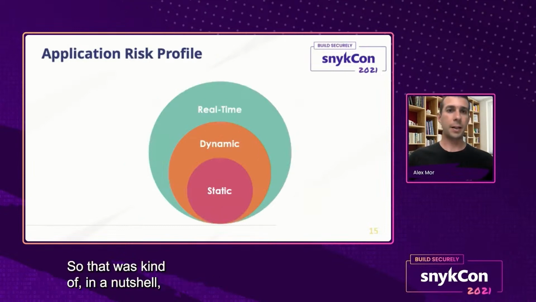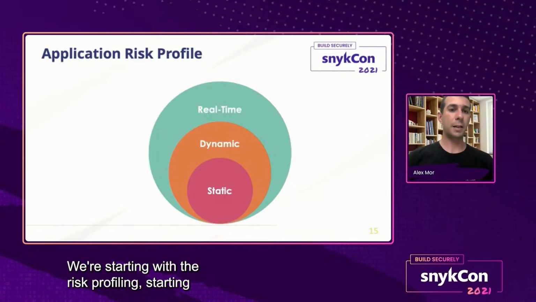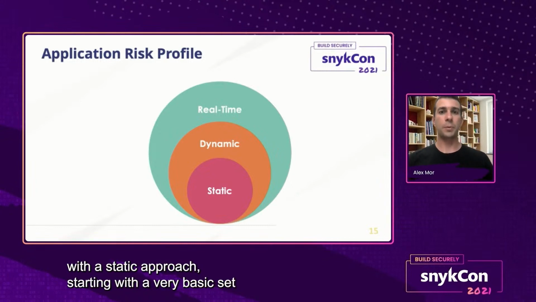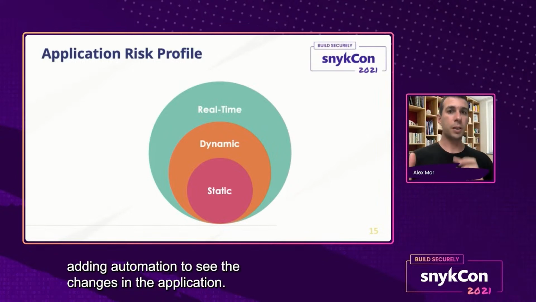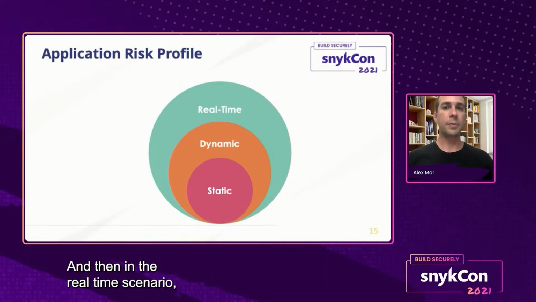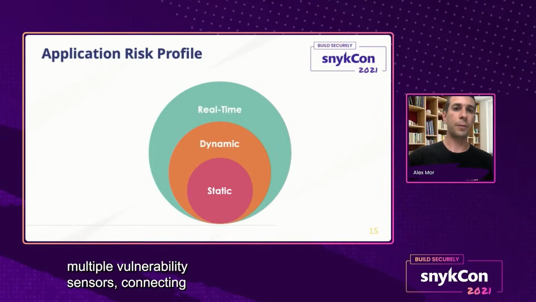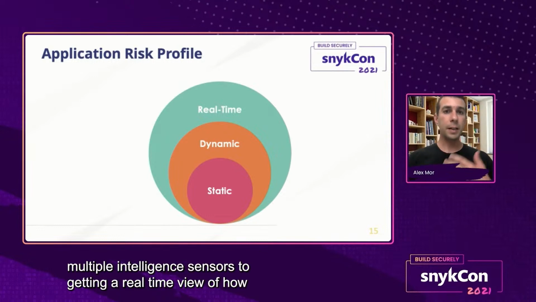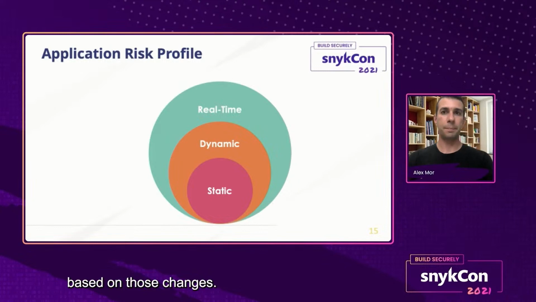So that was, in a nutshell, the approach for building an application security program. We're starting with risk profiling, starting with a static approach, starting with a very basic set of characteristics, then adding some monitoring, adding automation to see the changes in the application, and then in a real-time scenario, connecting cloud sensors, connecting multiple vulnerability sensors, connecting multiple intelligence sensors to get a real-time view of how our application risk profile changes, and then prioritize security activities based on those changes.